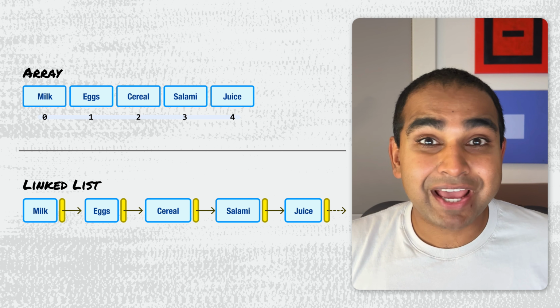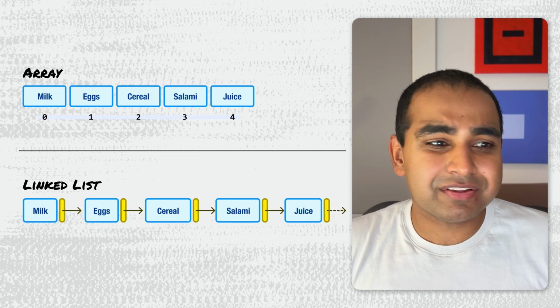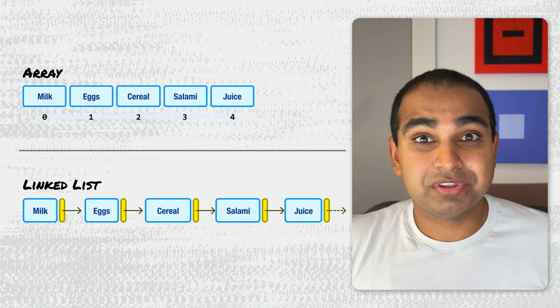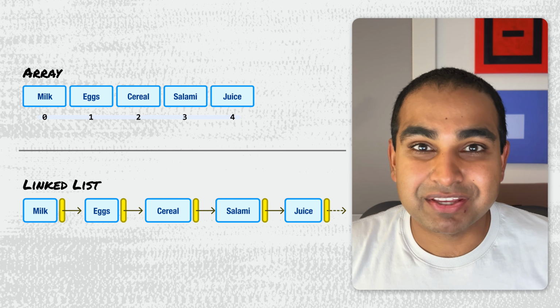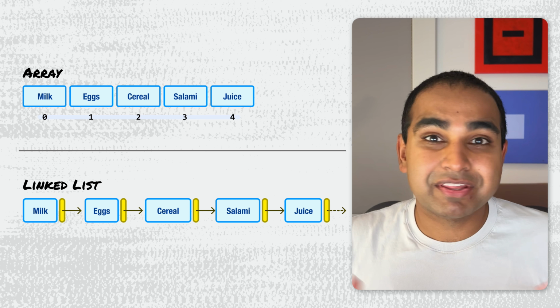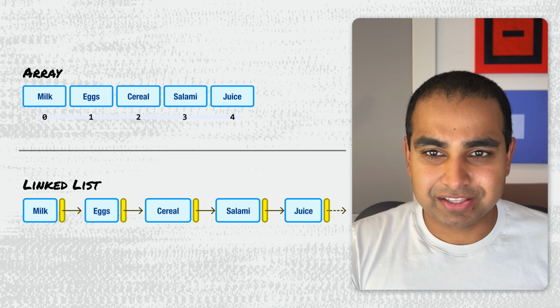With linked lists, we don't have that convenience. That organization provided by index positions doesn't quite exist. So if I want to get to salami, for example, I have to start at the beginning of my linked list, go through each item until I reach the salami node, and vice versa. If I had to go find eggs or juice, same exact way. There's no concept of having direct access to an item inside a linked list.